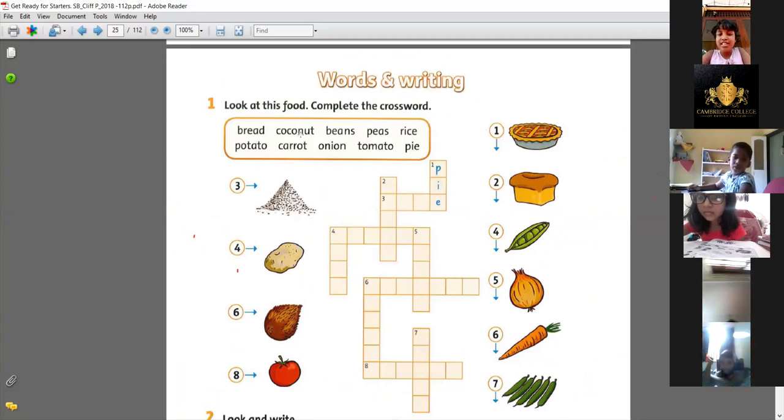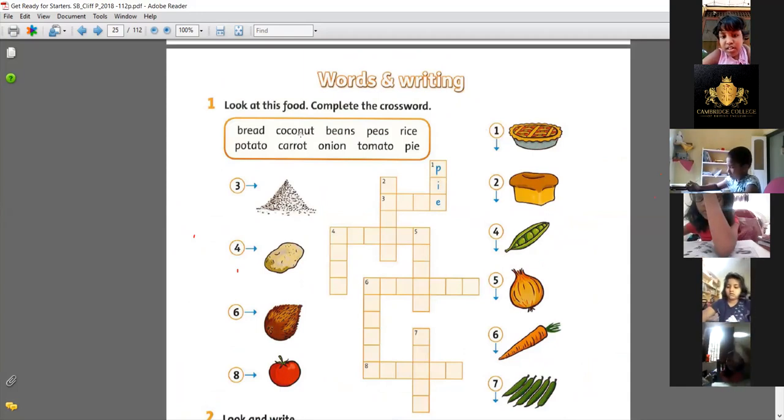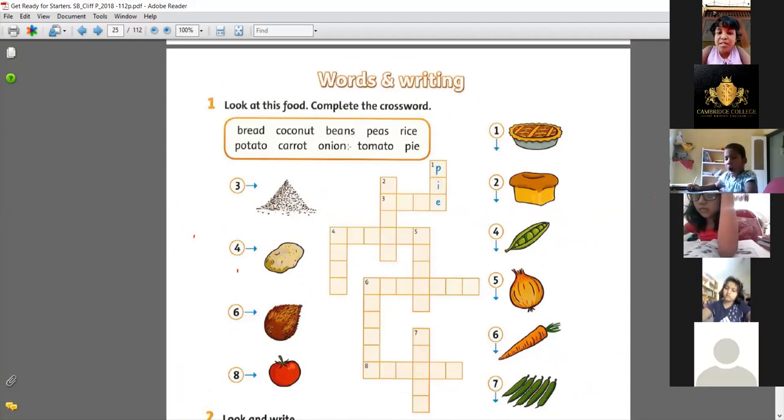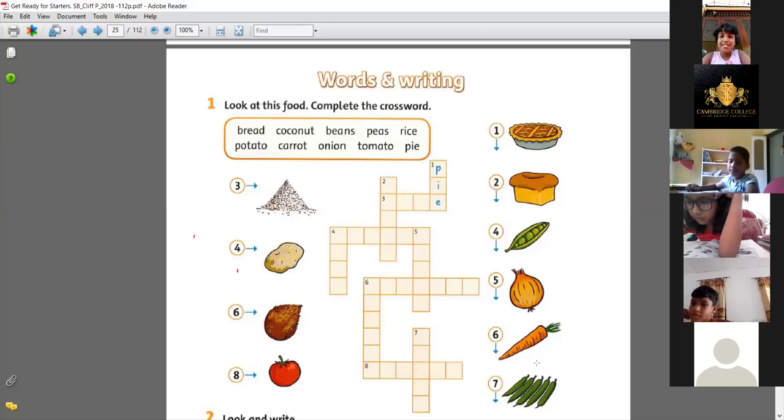Next, coconut, we use this to cook meals. Coconut. Beans. What do you mean by beans? Also we can see here number seven, beans. Peas. Number four. Can you see small seeds are inside this? That is known as peas. Number four. Next one, rice. Number three. Rice. Then rice.